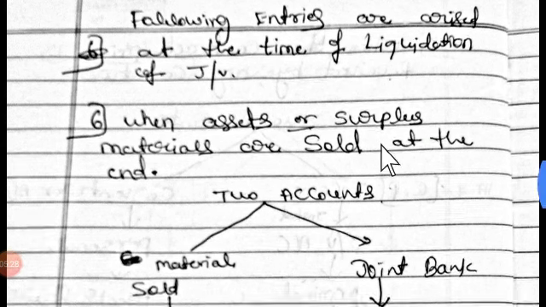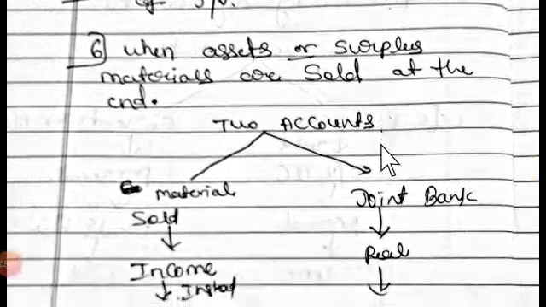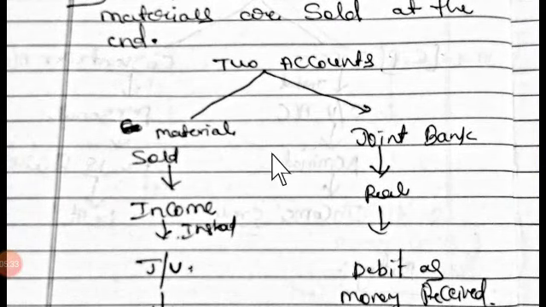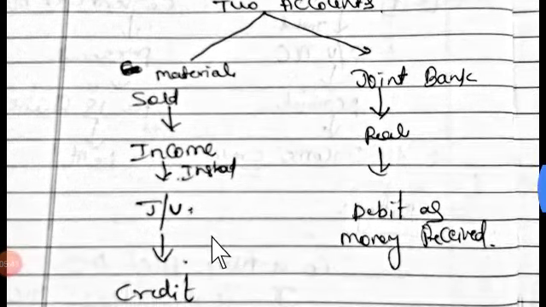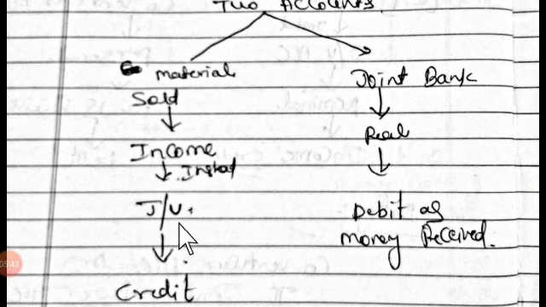So if it is sold, then two accounts arise, that is material sold. But material sold is what? Income. Whenever we have income or expense in the joint venture, we open a separate account called joint venture account instead of that particular income or expense. So same thing I have done here.